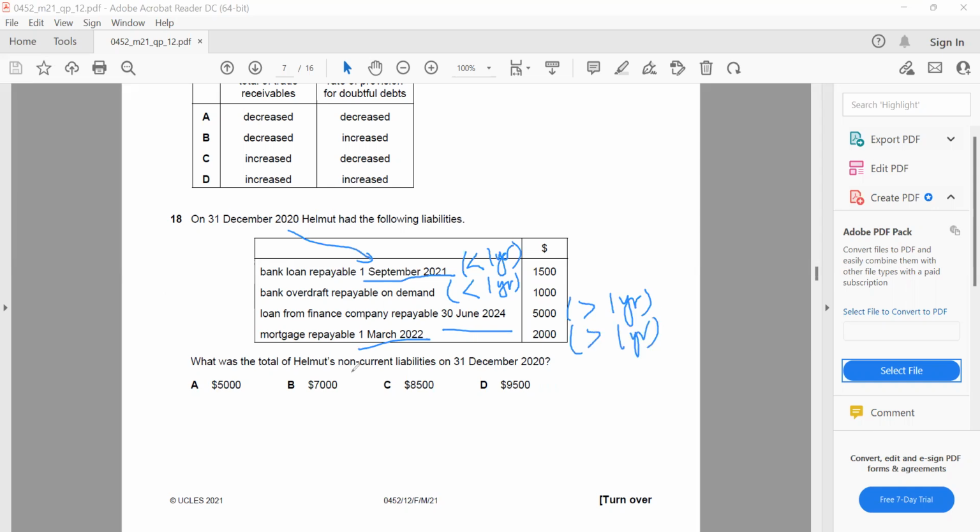So what was the total non-current liability? Only more than 1 year is considered as non-current liability. So the answer should be B. Okay, now let's continue.